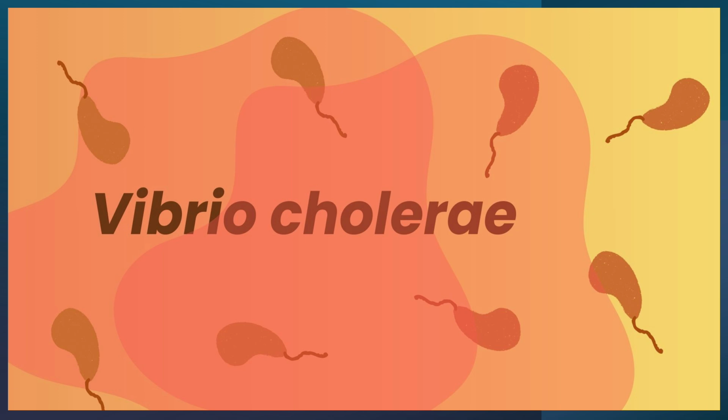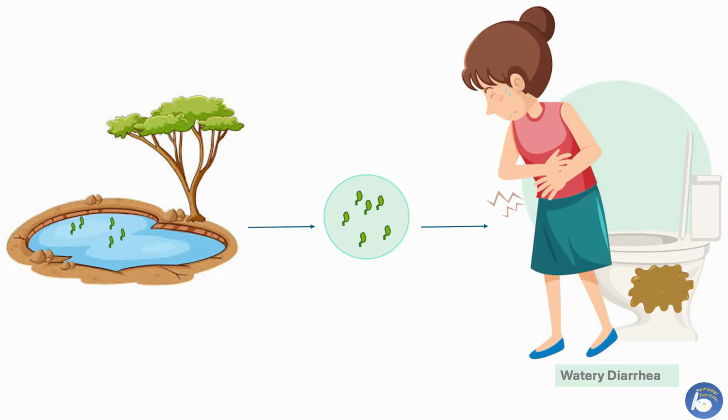Today's topic, Vibrio cholerae. In this video, we will cover the morphology, classification, pathogenesis and lab diagnosis of Vibrio cholerae. Vibrios are among the most common bacteria in surface waters worldwide. It is responsible for cholera disease in humans, which is an acute diarrheal disease.